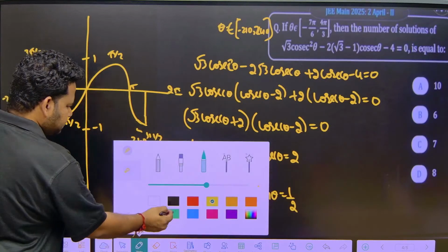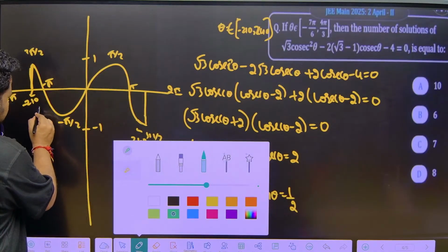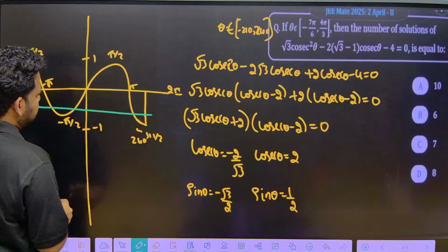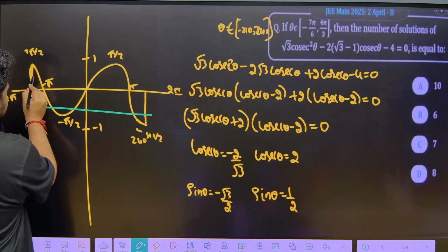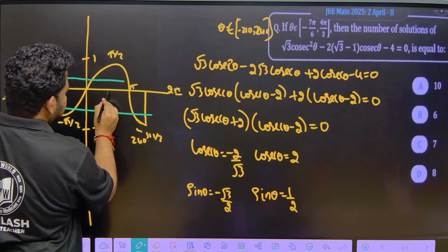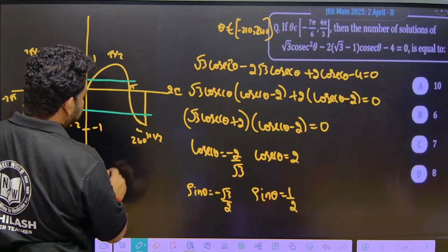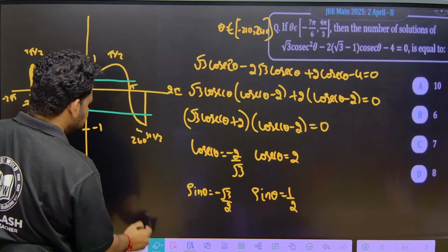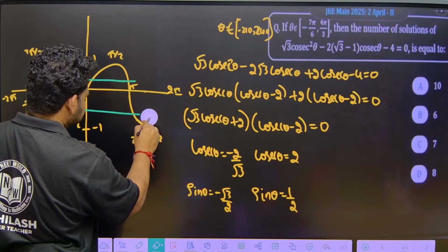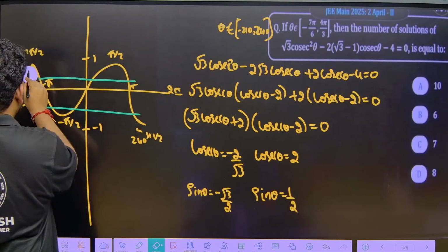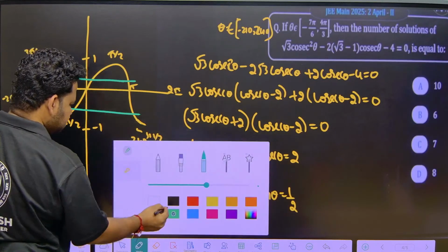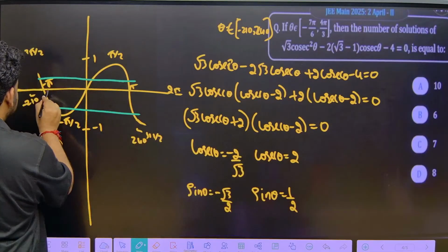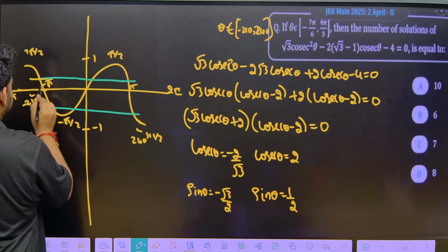Okay. So, what I should do? I should plot minus root 3 by 2 here. It will come here. What about this one? Half. Half will be somewhere here. I have to draw it from here. Okay. This is just the graph. So, I have to remove this. It will come up till here, that is all.